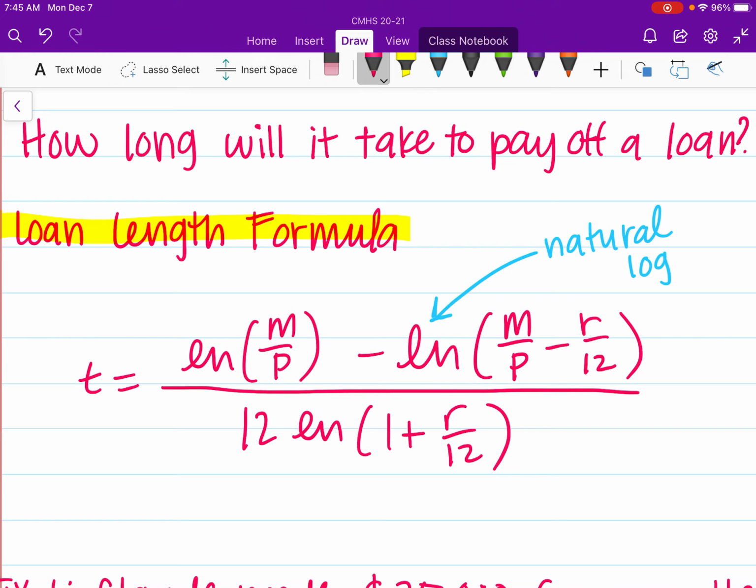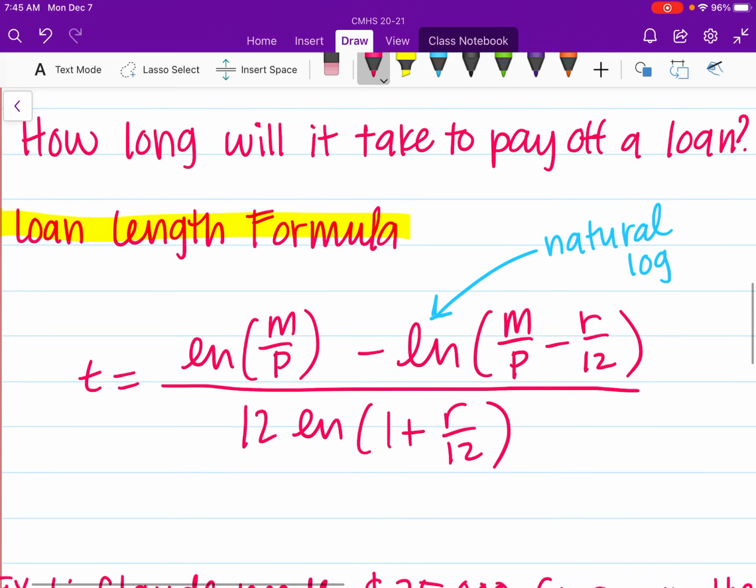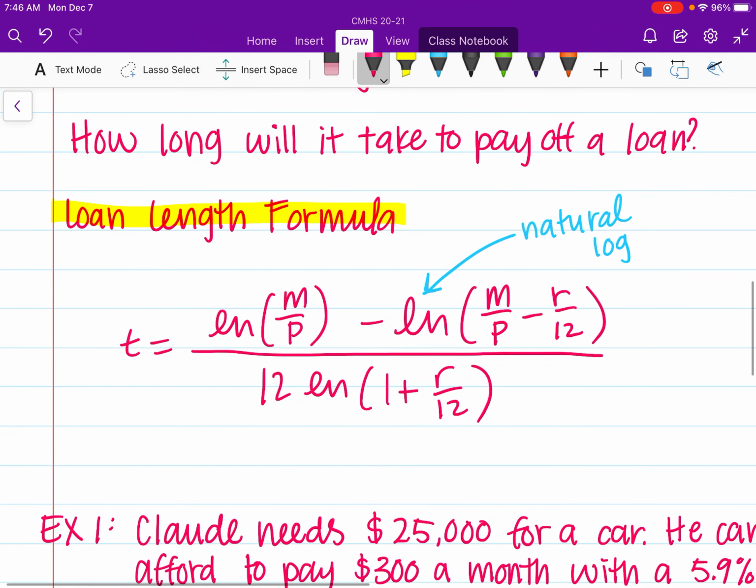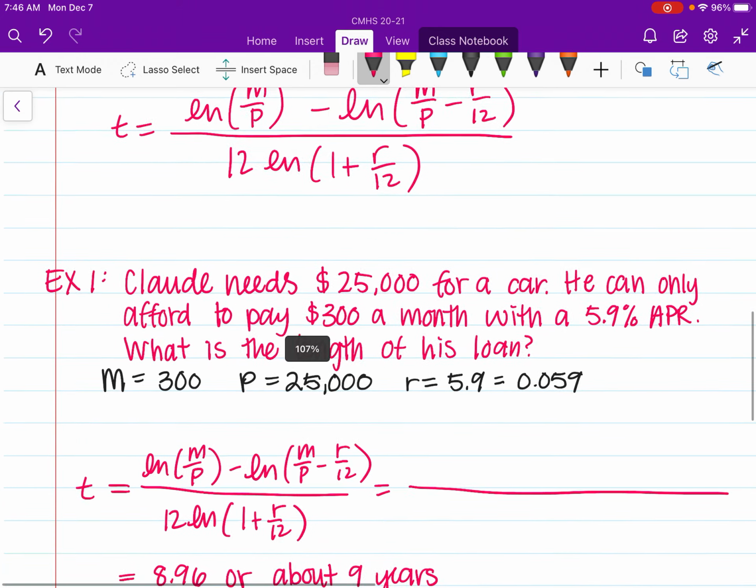But here's the formula. So T equals, because we want to know how much time it is going to be. So T equals the natural log of M over P. P we know is principal. M is the monthly payment. Minus natural log of M over P minus R over 12. R is the interest rate over 12 for 12 months in a year. Over a big fraction, on the bottom of the fraction, we have 12 times natural log of 1 plus R over 12.